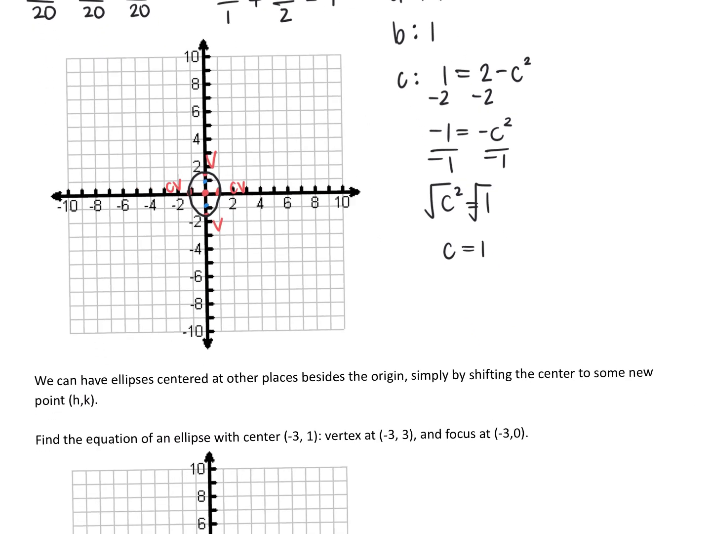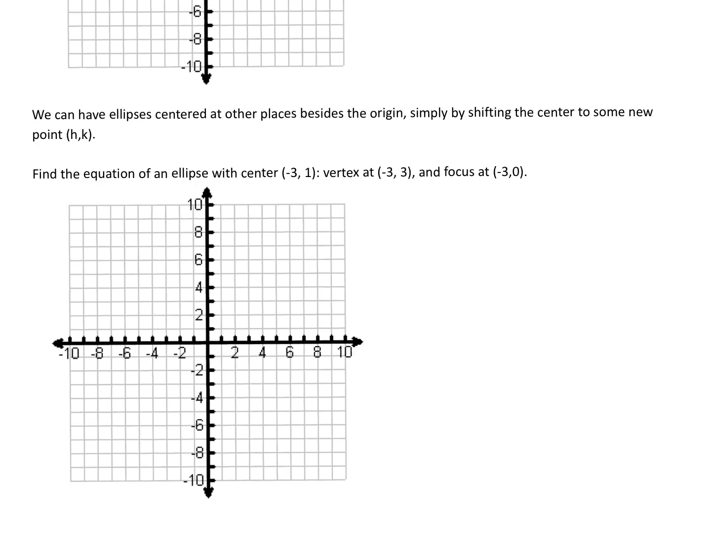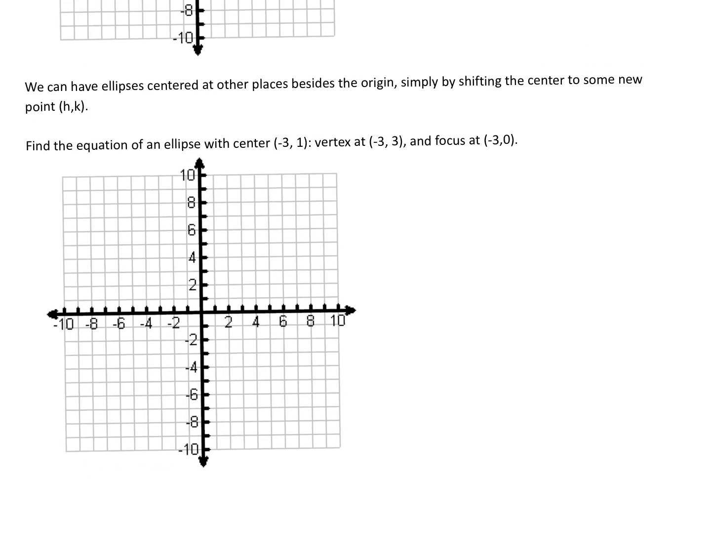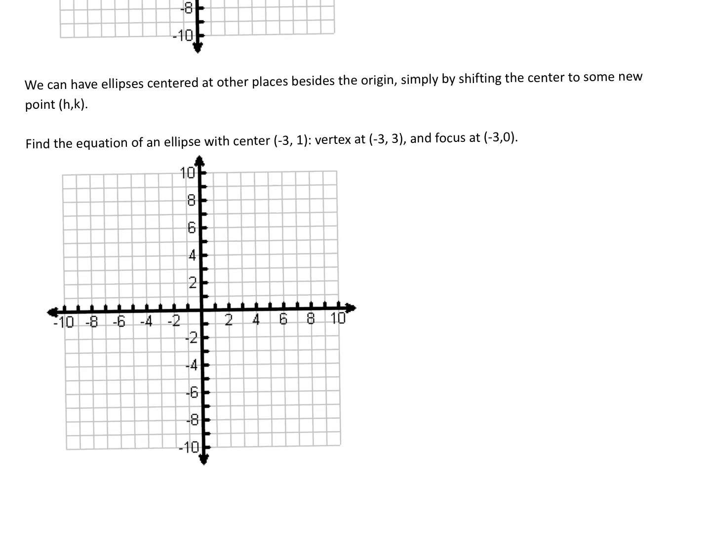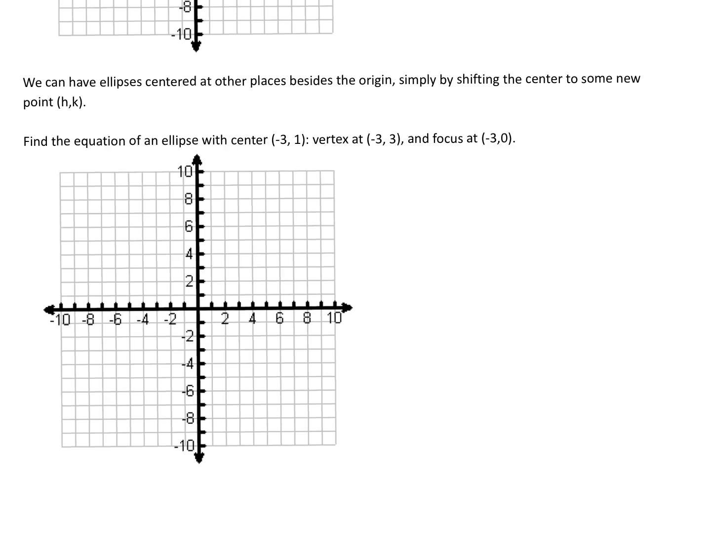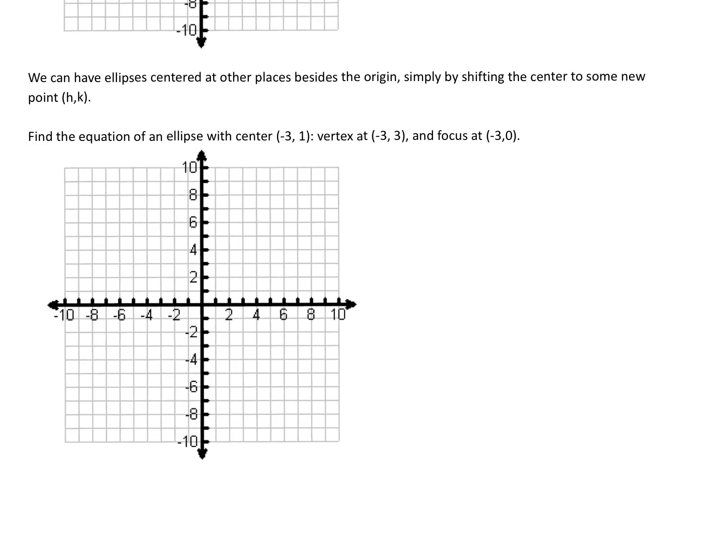So just like we can have parabolas that are not centered at the origin, we can have the same thing with ellipses. And we just shift our center to some new point h, k. And that point h, k is our vertex. And it works the same way with ellipses as it did with parabolas.